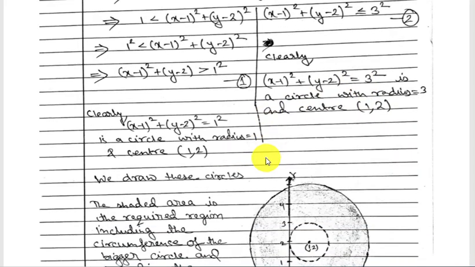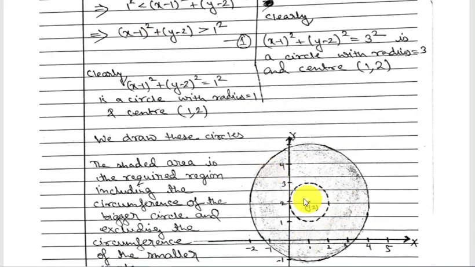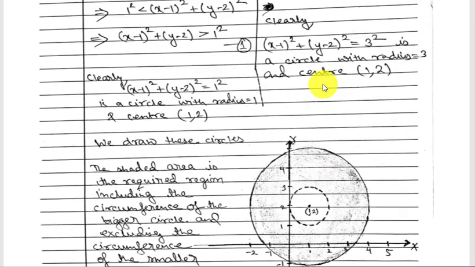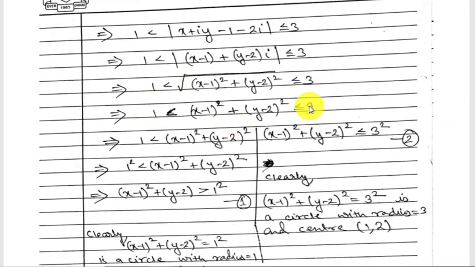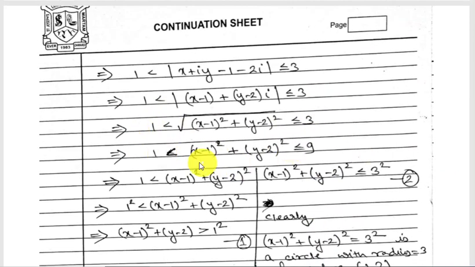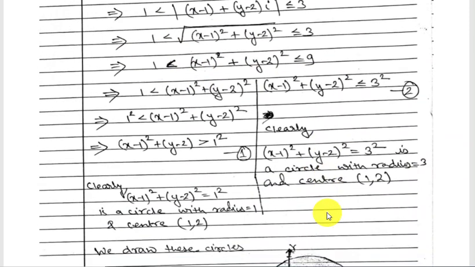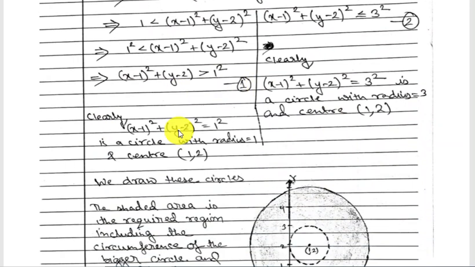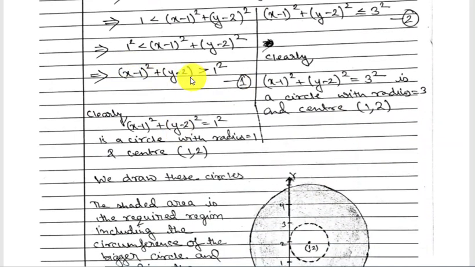So what we'll do is we will draw the circles. So circles are drawn. Now we have to mark the region which will satisfy both of these inequations. So how to see that? First see this one, inequation 1. Here it says that only those points lying on the circle, here equal to sign is not there.